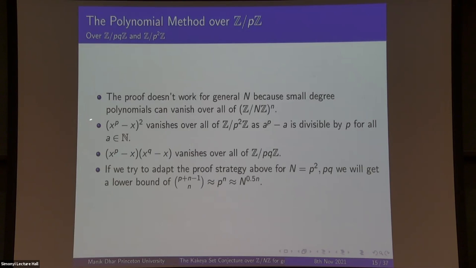So if you were to just naively adapt our earlier proof strategy, we will just get bounds with a single prime factor, so p raised to little n, and that's just the square root, so capital N raised to 0.5 little n style bound, which as Avi mentioned is already trivial. You can just use simple combinatorial arguments to get that. So, okay, what do we do now?